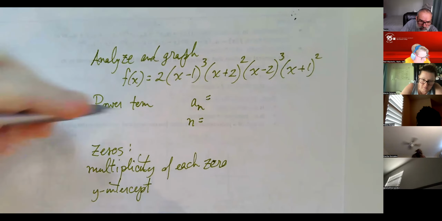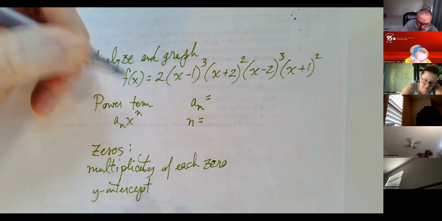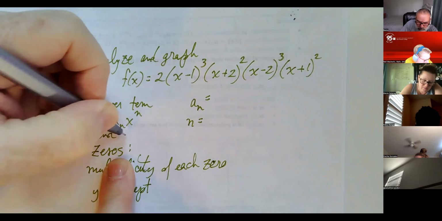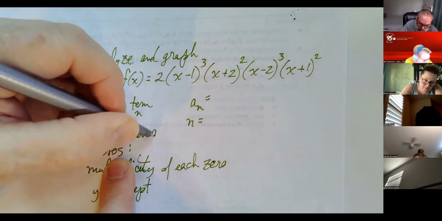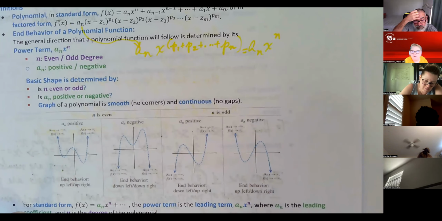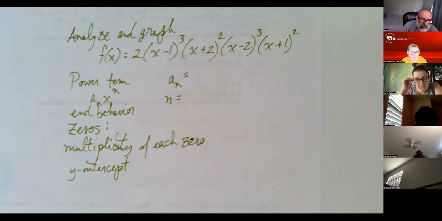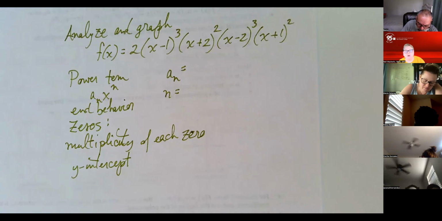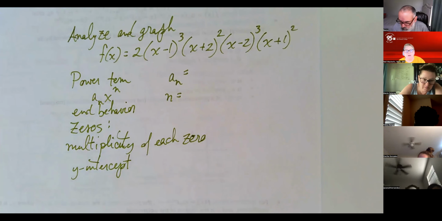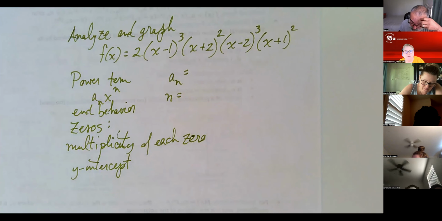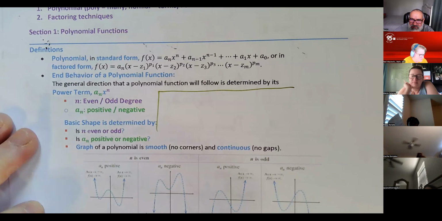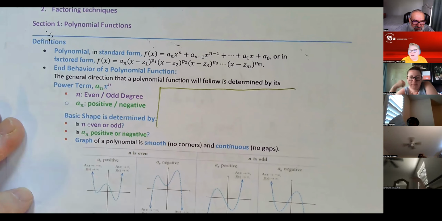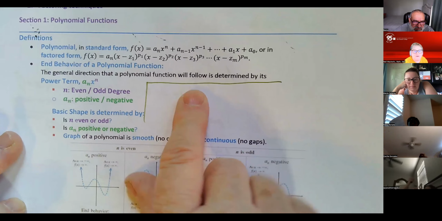The power term, a sub n x to the n, gives us the end behavior. And we're going to use this chart for the end behavior. Okay, I'm going to pause the recording and go away, but I want y'all to figure this out. And I'm going to be right here, so I'm going to listen. Now I did. Shoot. So y'all have the benefit of that extra. I'll record some more later.